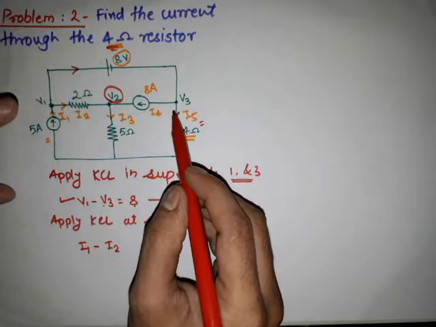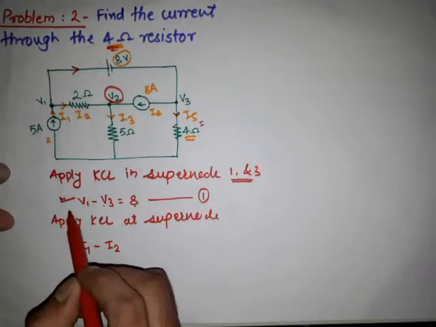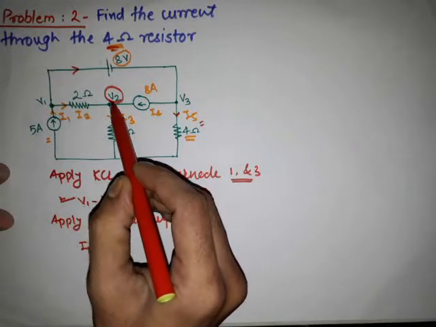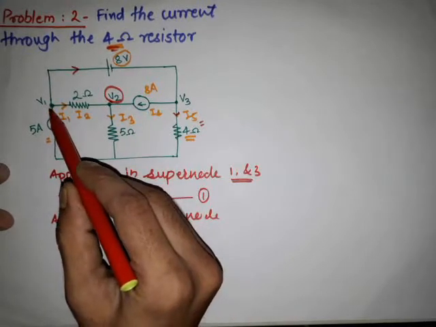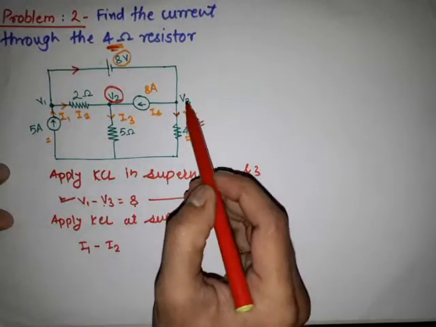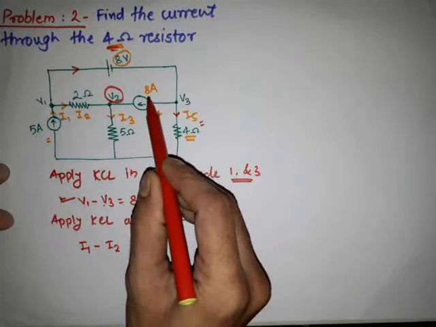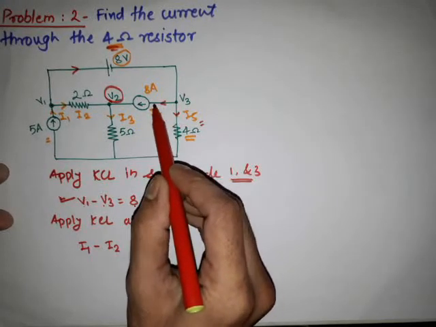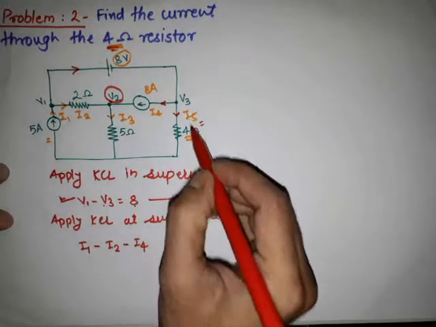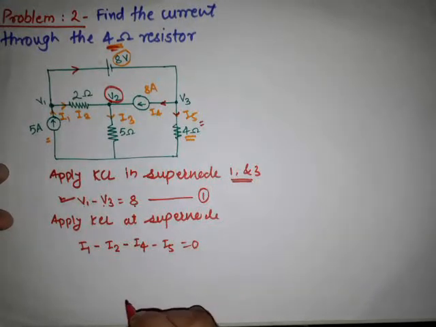We are finding first the equation for the supernode. If there is one supernode, in that case there are two equations for the supernode, simply in terms of V1 and simply in terms of the current. So here we are not applying KCL at node V2, we are simply considering the node V1 and V3. I1 is plus, I2 is minus. Then at node V3, I4, which is the 8 ampere source, is going away from the node, so it is minus I4. Again I5 is going away from the node, so it is minus I5, which is equal to 0.